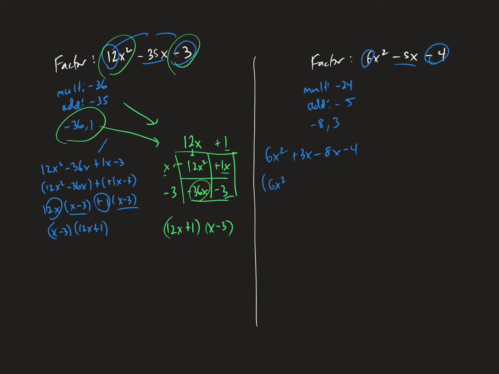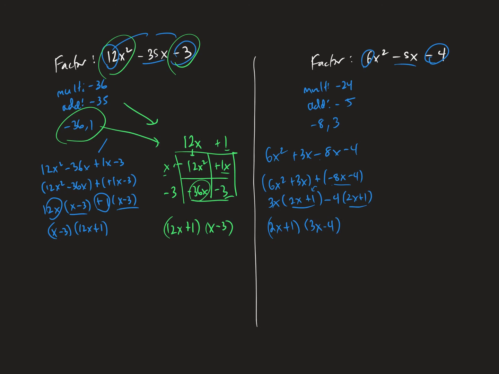Group the first two terms, group the last two terms, and keep that sign with its term. Pull out the greatest common factor. Keep in mind here that we want it to look like this when we pull it out, so we're going to pull out a negative 4, not just a 4. These have to match. They do. And so I'm left with these two factors.